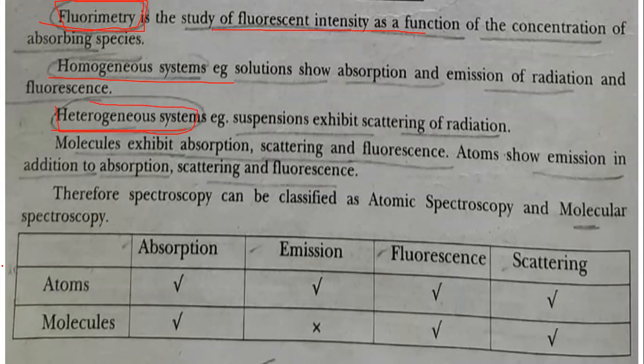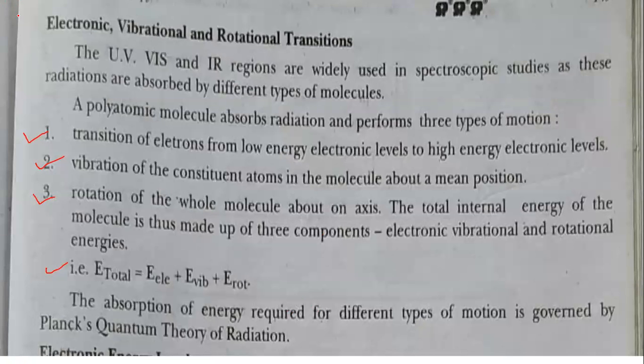Now see here in the diagram, atoms are studied by absorption spectroscopy, emission spectroscopy, then fluorescence and scattering. While molecules are studied by absorption spectroscopy, fluorescence technique and scattering. You cannot study them by emission spectroscopy. This is just a brief overview.